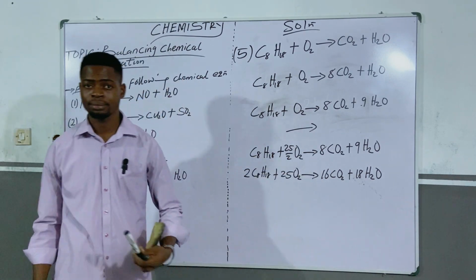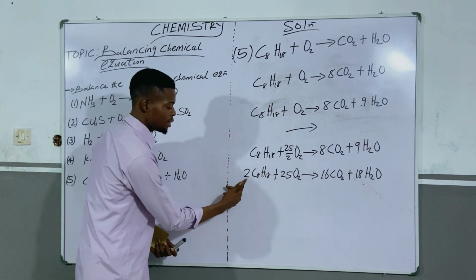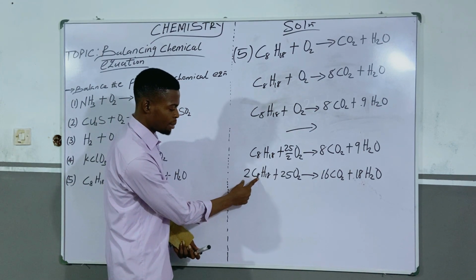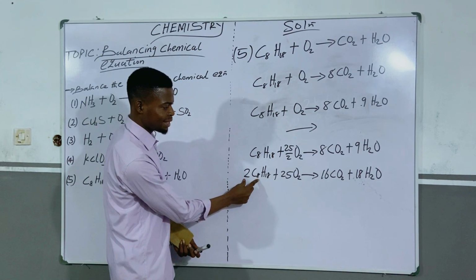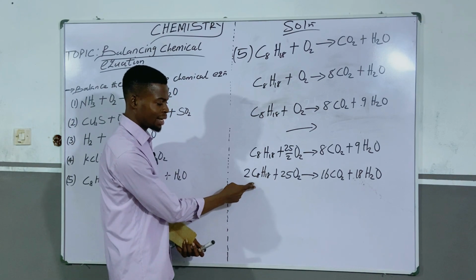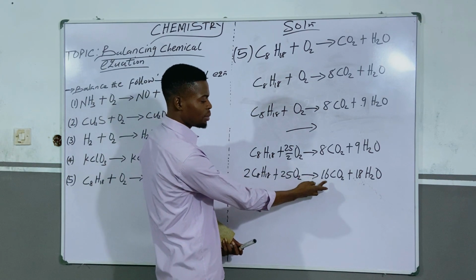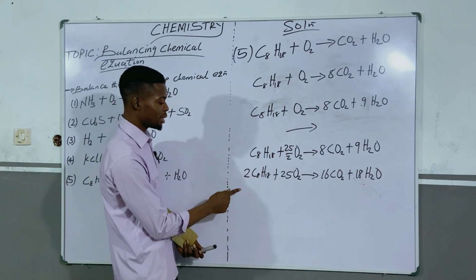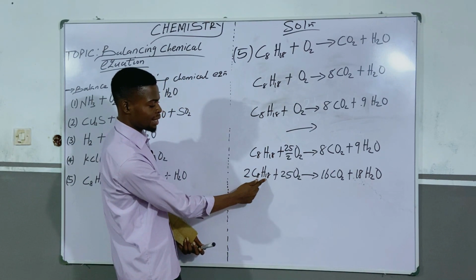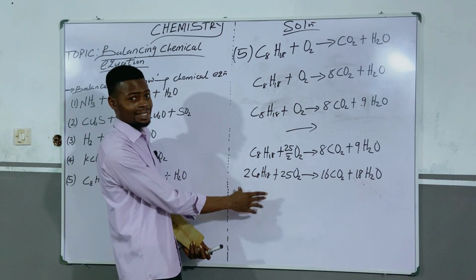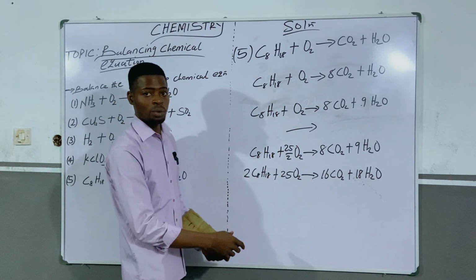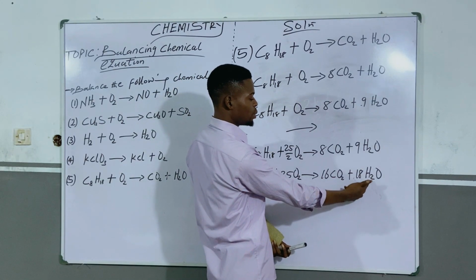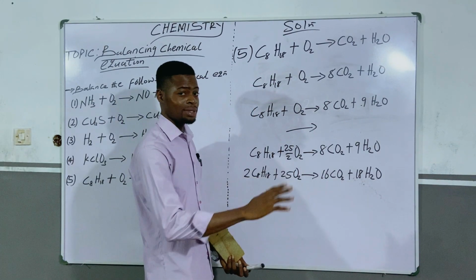Everything is balanced. Okay, so let's go. This is 2 times 8 for carbon, that is 16. So we have 16 carbon here at the reactants. At the product here we have 16 carbon. You can see 16 carbon. Then let's check hydrogen. Hydrogen, here we have 2 times 18 is 36. So we have 36 hydrogen here. Let's know if we have 36 there. So let's go. We have 18 times 2, 36 hydrogen balanced.